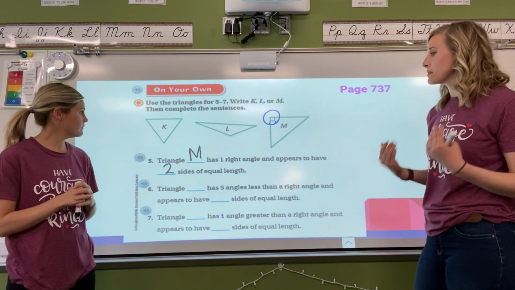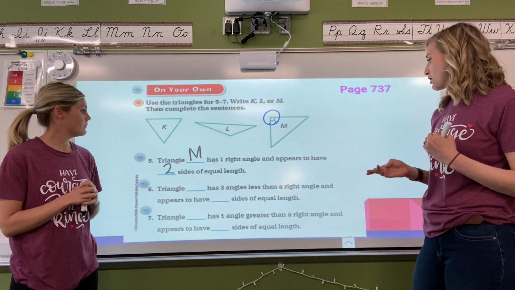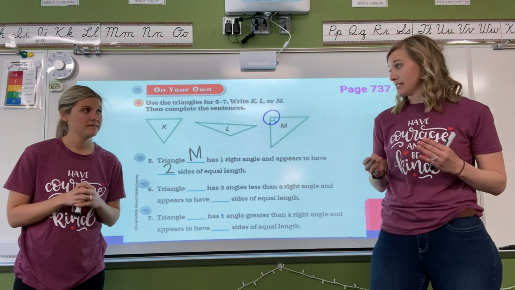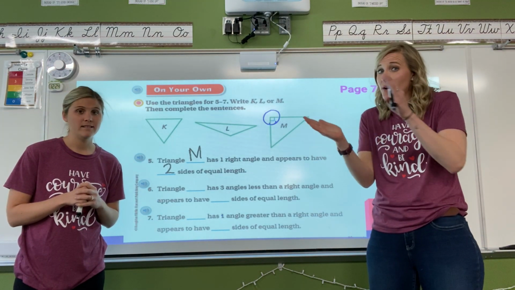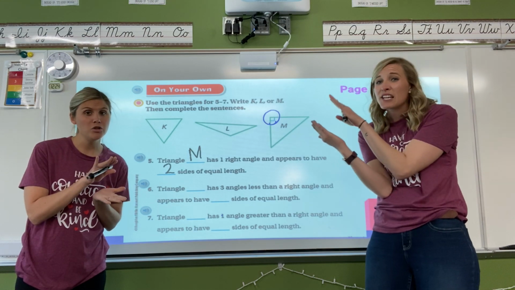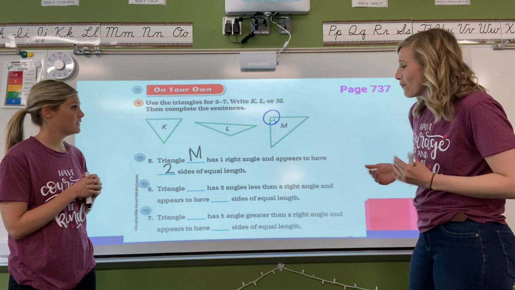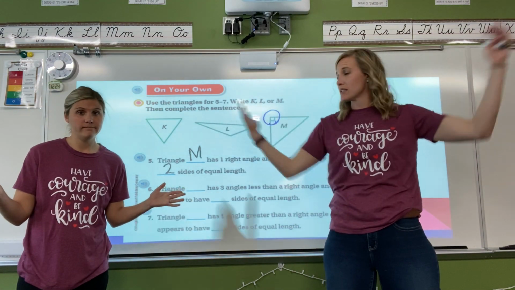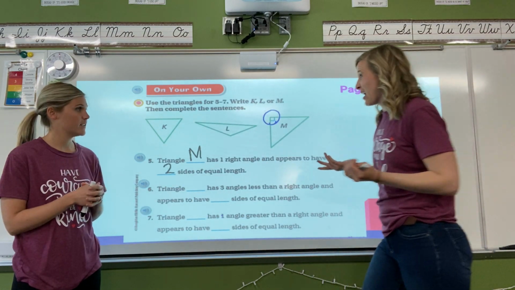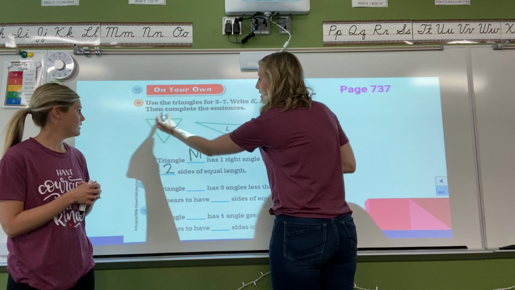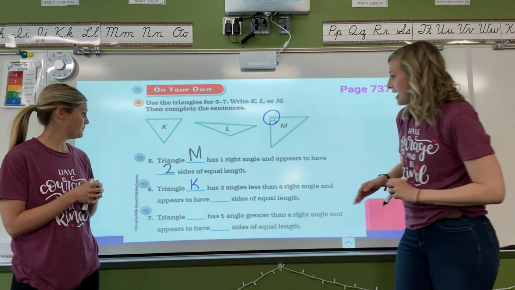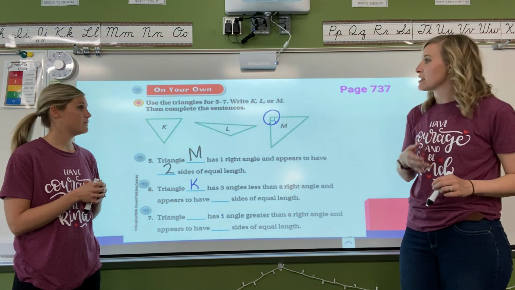It says triangle blank has 3 angles less than a right angle. If they're less than a right angle, we know that they are acute. Okay? Well, I see right away that L has an obtuse angle, so I already know that it has to be K. And if I look at those angles, they look acute. And it appears to have blank sides of equal length.